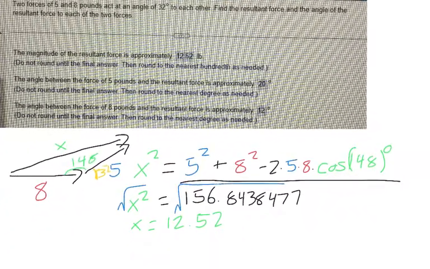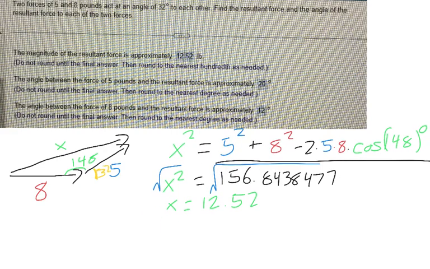And so then from there, I'm going to change my resultant vector, so it's no longer an x, it's no longer the unknown. I now know this side is 12.52.